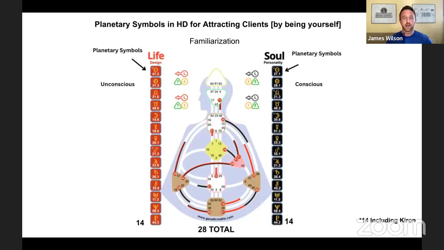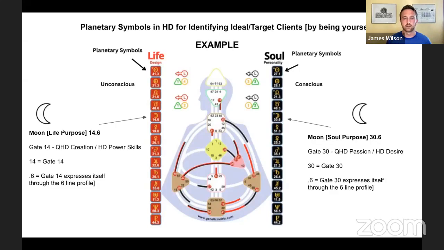So 14, including Chiron. And then on the soul side, the symbols that are black relate to your ongoing evolution and your soul purpose. There are 14 on this side as well. Each one of them has the numbered gates in them. That's what I'm going to be pointing out on this next slide: what each one of those gates means, because that's the how. What is the planetary theme, and how does that influence the gate theme as well? So there are multiple things going on at once.